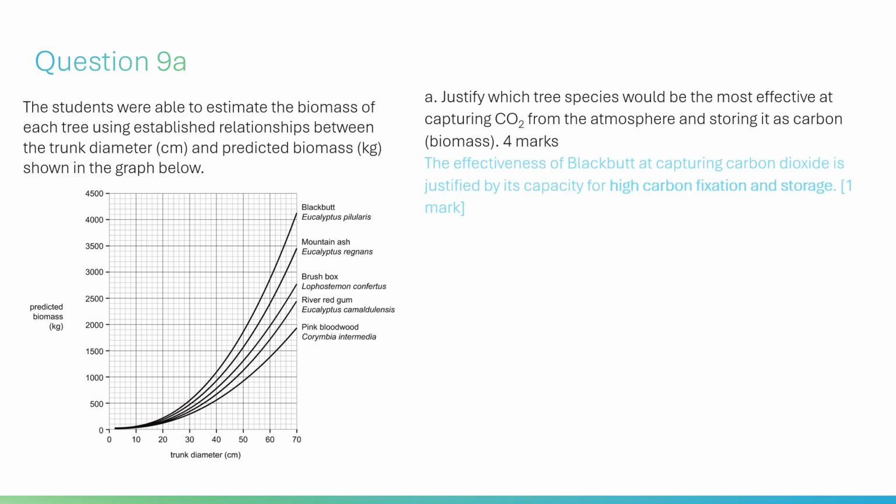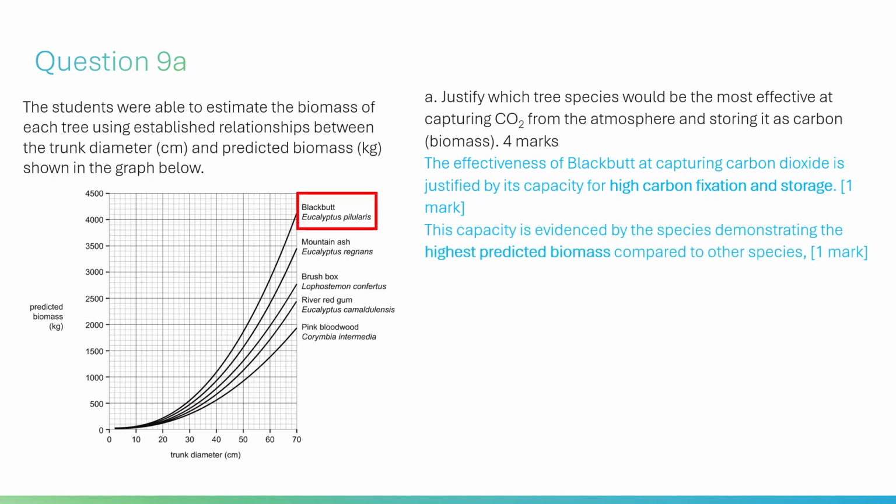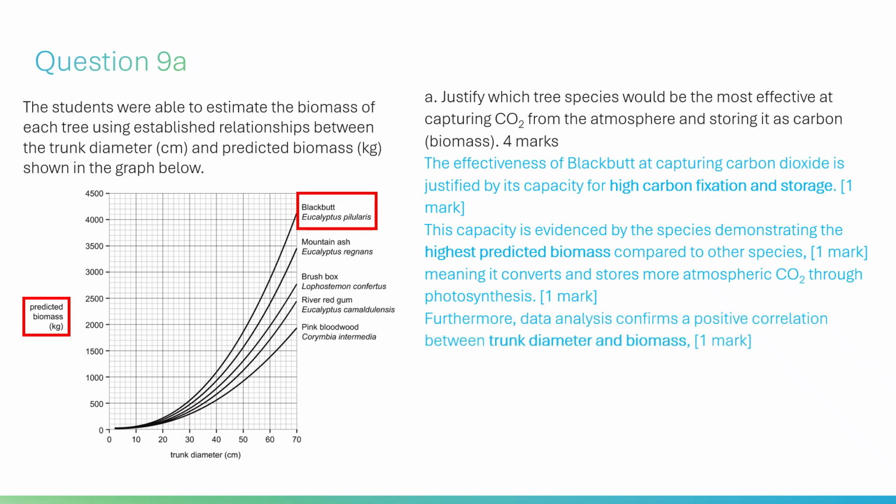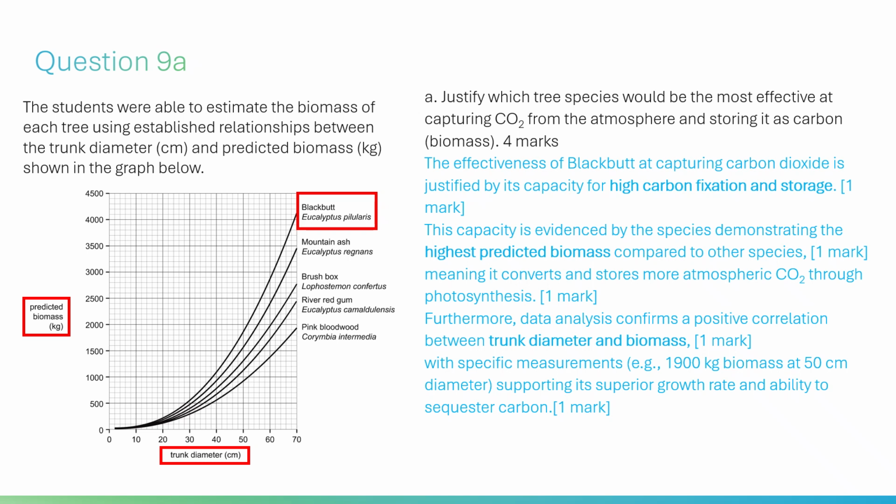The effectiveness of black bud at capturing carbon dioxide is justified by its capacity for high carbon fixation and storage. This capacity is evidenced by the species demonstrating the highest predicted biomass compared to other species, meaning it converts and stores more atmospheric CO2 through photosynthesis. Furthermore, data analysis confirms a positive correlation between trunk diameter and biomass, with specific measurements, e.g., 1,900 kilograms biomass at 50 centimeters diameter, supporting its superior growth rate and ability to sequester carbon.